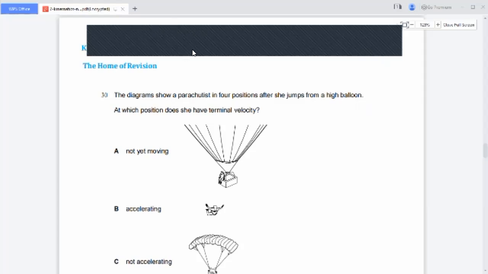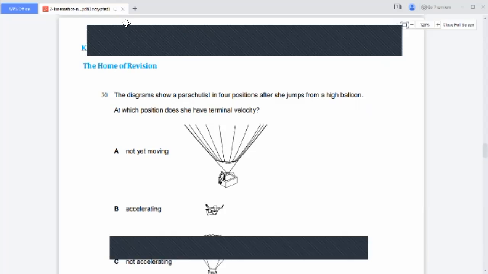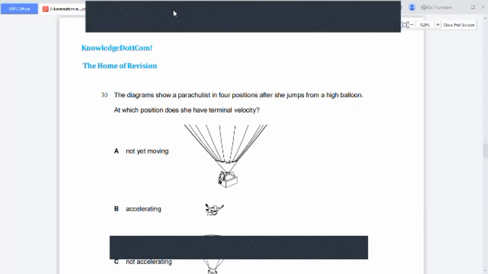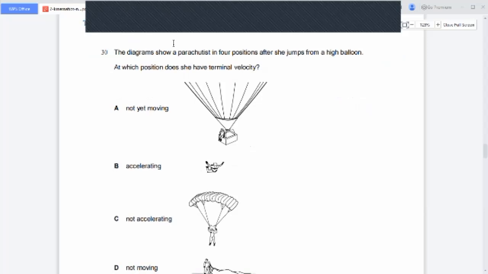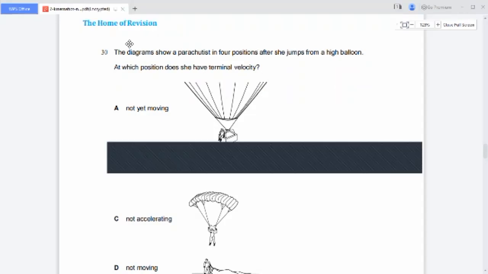So question number 30 is related with terminal velocity. Again a terminal velocity question. It says the diagram shows a parachutist in 4 positions after she jumps from a high balloon. At which position does she have terminal velocity? We are going to find out the position where she will have terminal velocity.